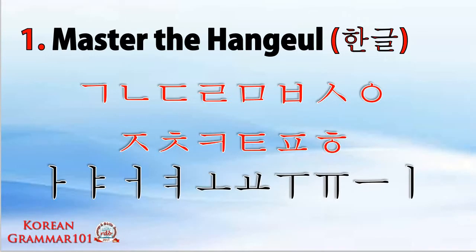Number 1. Master the Hangeul. The official writing system of Korea, known as Hangeul, was logically and scientifically invented by King Sejong the Great in 1443 to write the Korean language. Knowing the Korean alphabet is fundamental for reading Korean. In the beginning, you may find it easier to use the Romanized alphabet, but you'll quickly realize that this isn't sustainable. The quicker you learn the Korean alphabet, the more comfortable and more effective your learning experience will be.